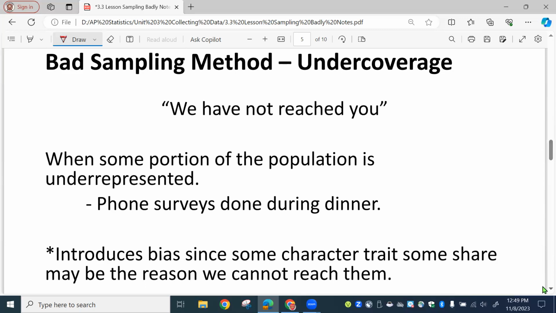Undercoverage, and this is where they sort of get a little similar. Bad sampling frame, we have not considered you. Undercoverage would be that we have considered you, but we have not been able to reach you.